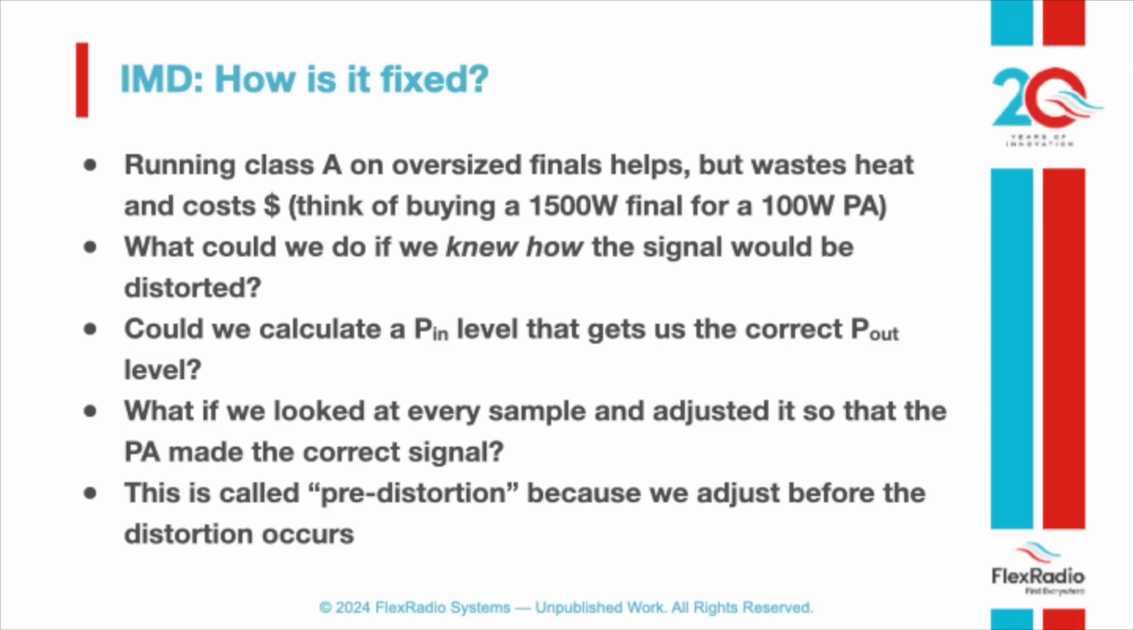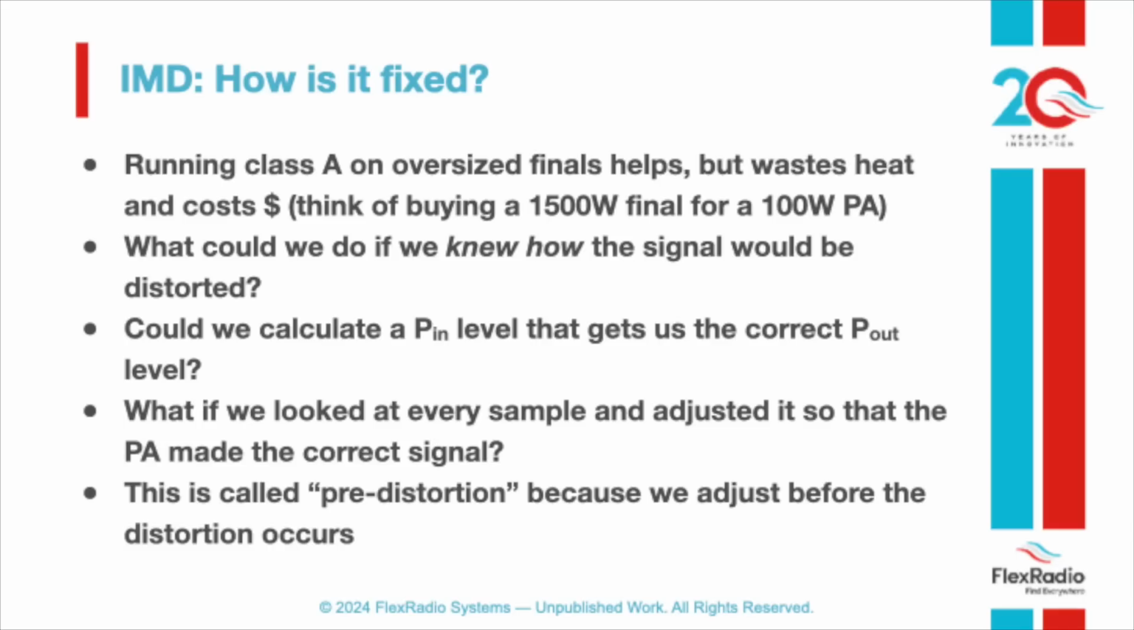So how do you fix this? Well, there's multiple ways. One way is to run what's called Class A. In Class A, you reduce everything to where the range of the amplifier, you bias it way up, and you get a transistor that's oversized for what you want to do. The issue with that is it costs a lot more power, and it costs a lot more money to build with the extra transistors.